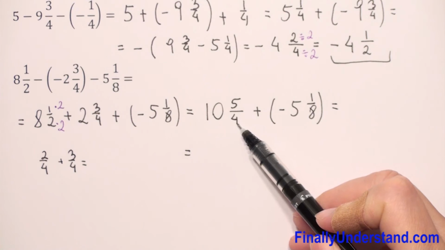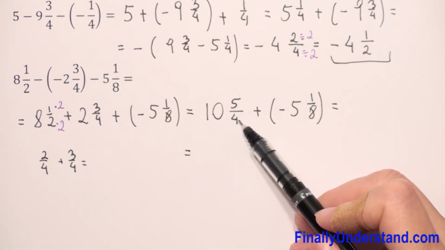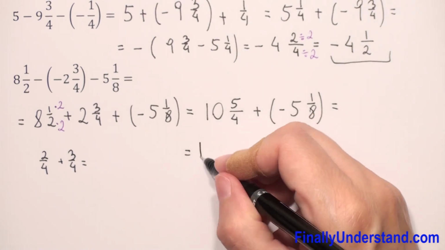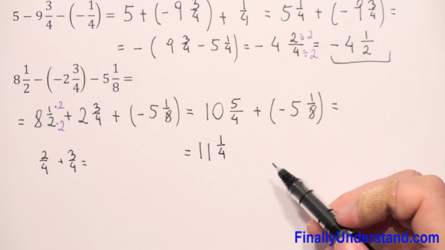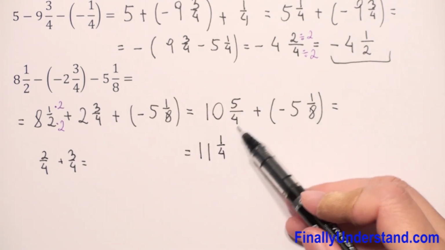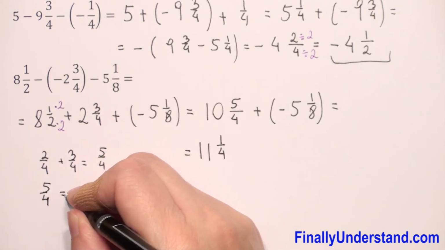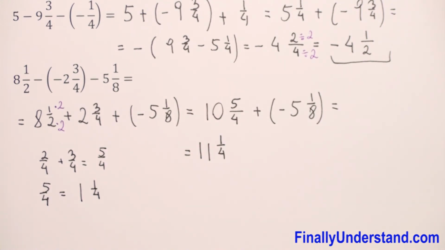We still have 5 over 4, so because the numerator is greater than the denominator, we can change this improper fraction to a mixed number. It will be 1 and 1 over 4, so 1 plus 10 will be now 11 and 1 over 4. We change 5 over 4 to a mixed number. Let me write this maybe here. We have 5 over 4. This is equal to 1 and 1 over 4. I change the improper fraction to a mixed number.